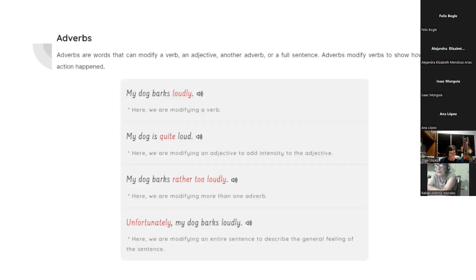Adverbs are words that can modify an adjective, another verb, or a full sentence. Los adjetivos, varios adjetivos terminan en L, Y, ¿verdad? Por ejemplo, loudly, my dog barks loudly. Quite is another adverb. My dog is quite loud. My dog barks rather too loudly. And unfortunately, unfortunately también es un adverbio.